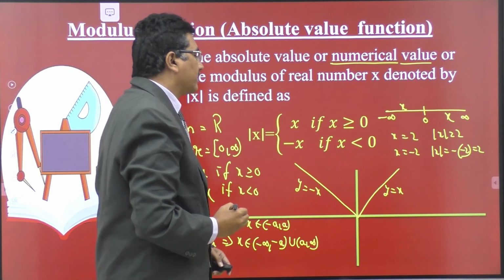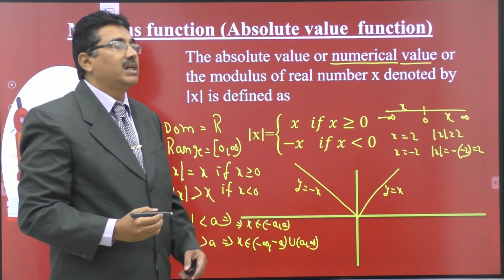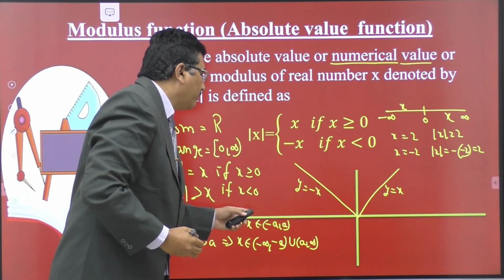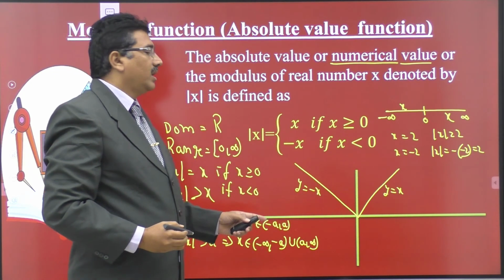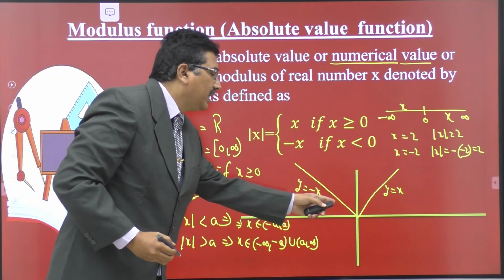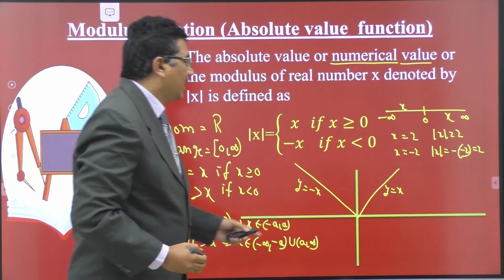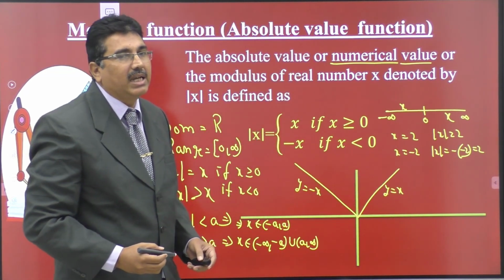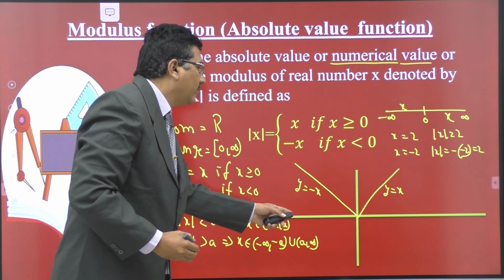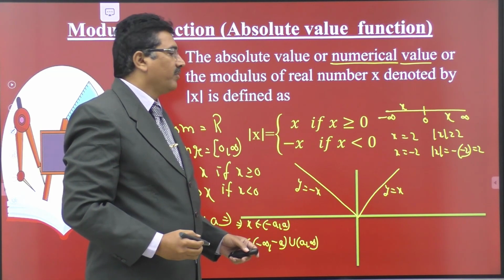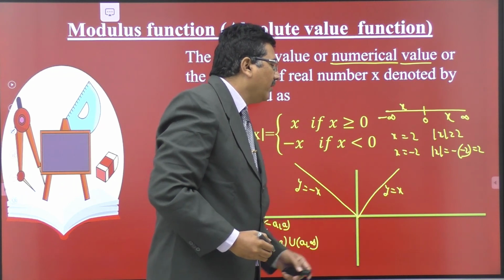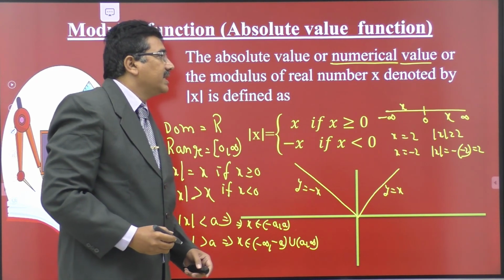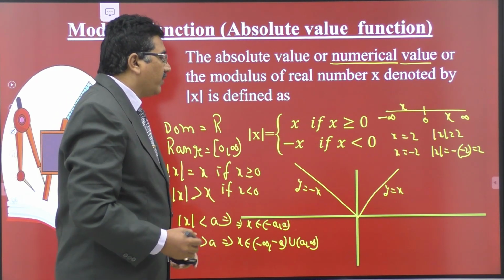The graph of a modulus function is V shaped. Also observe that if the values of x increase from minus infinity to 0, the mod x values decrease. If x increases from 0 to infinity, then mod x increases. So in the interval minus infinity to 0, mod x is a decreasing function. In the interval 0 comma infinity, mod x is an increasing function. This is about the modulus function.